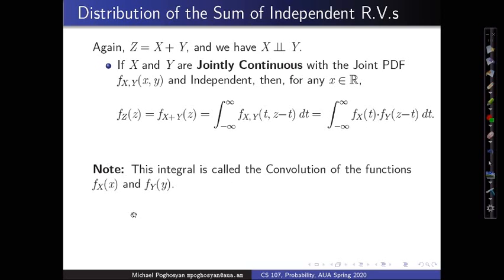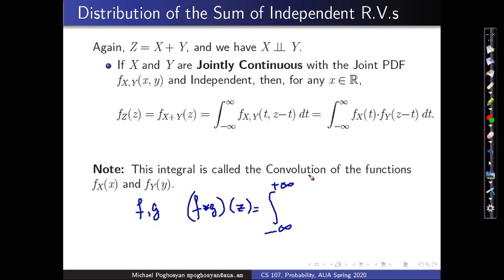Let me give the general case. If we have two functions f and g defined on the real line, then the convolution of these functions, f star g, at some point z is the integral from minus infinity to plus infinity of f at some t times g at z minus t, dt. Again, this has many applications. In particular, for Fourier analysis, this is very important.